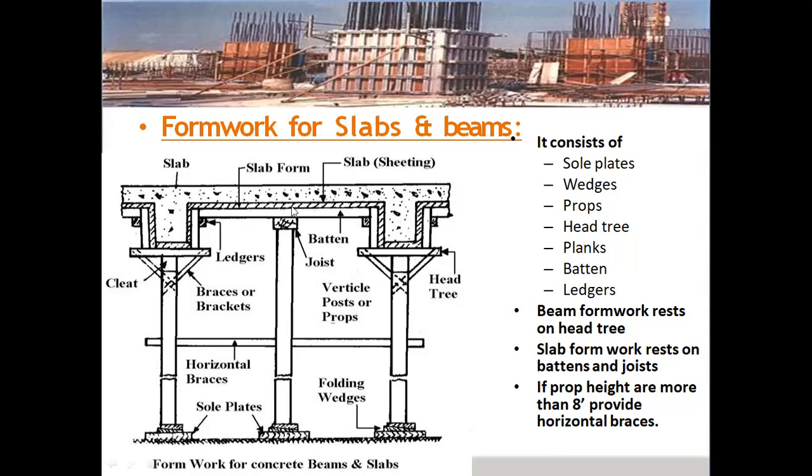and here you can see this is the slab formwork, and this is the pole which is nothing but batten, to place the surface to be a leveled surface, so the battens and the joists are helpful on the beams we have casted previously. Here, this is the header tree where the beams have been poured. This is the cleat, and if the height of the slab which we are going to design is more than 8, we provide horizontal braces. These are the sole plates. The formwork for concrete beams and slabs.